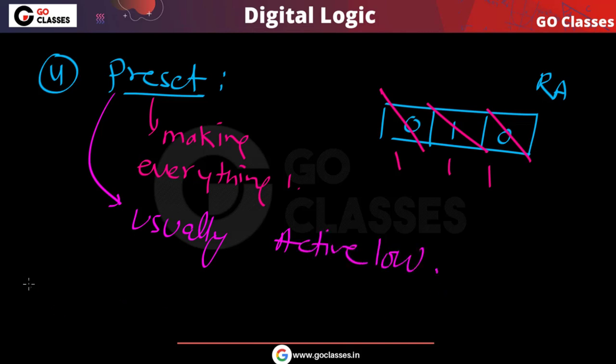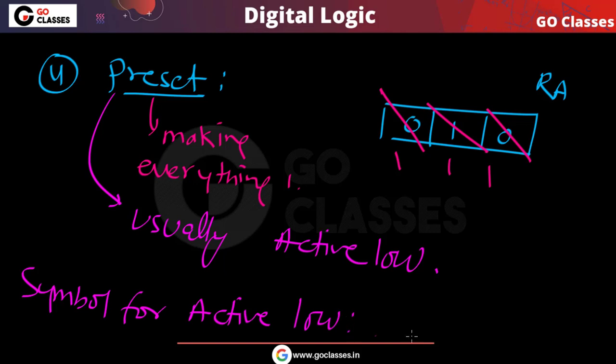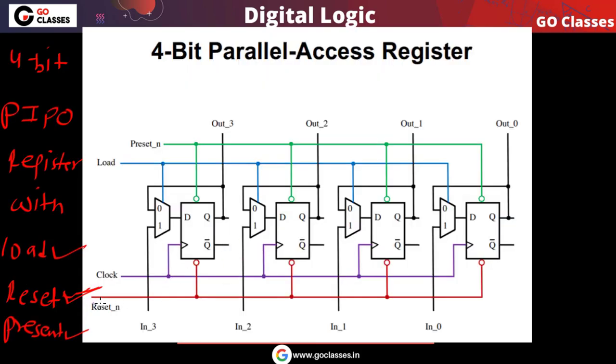The symbol for active low you already know, it is something like this. Reset means clear, and this is also active low. What it means is that when reset is equal to 0, all these flip-flop outputs will become 0 0 0 0. Similarly, when preset is equal to 0, all these outputs will become 1 1 1 1.